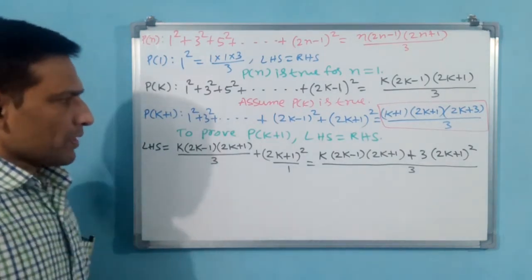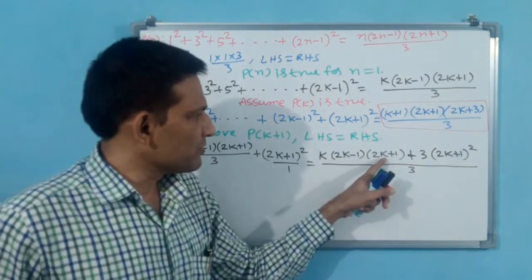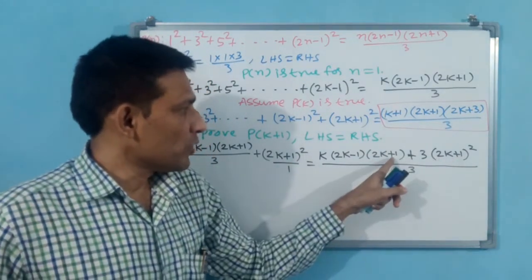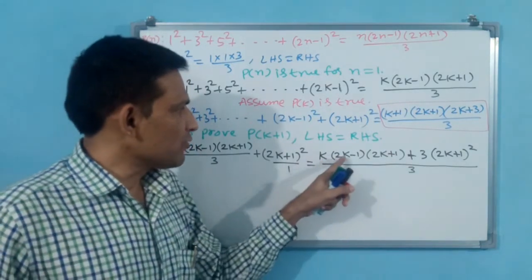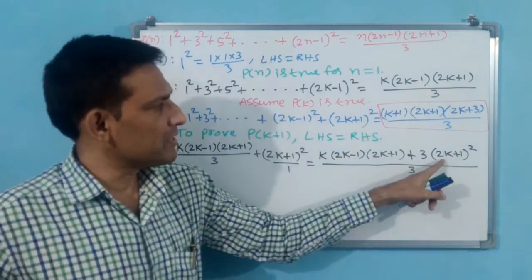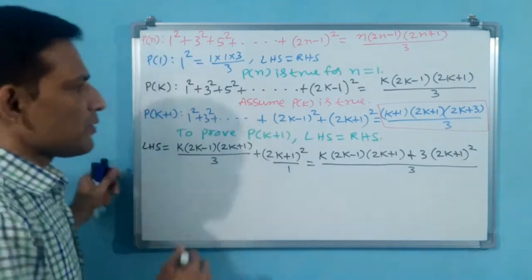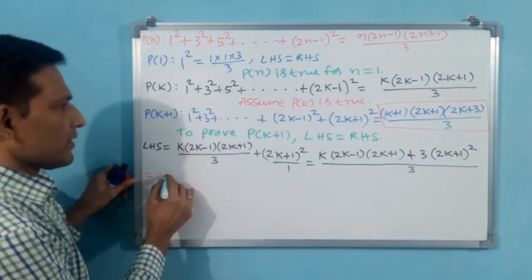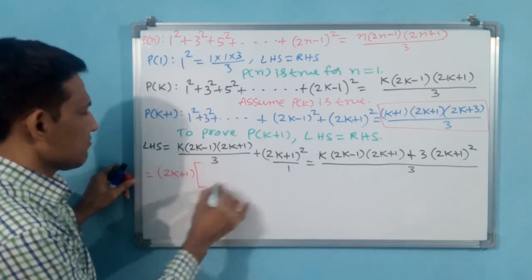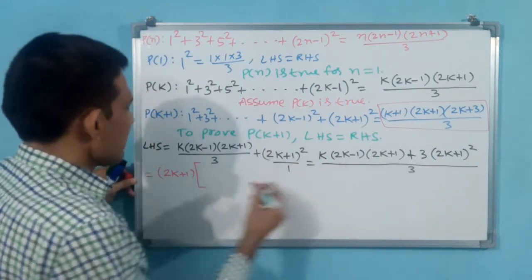Okay. Now you see here, before proceeding, 2k plus 1 is common, but you see 2k plus 1 has gone outside, then k into 2k minus 1 will come. But here 3 into 2k plus 1, 2k plus 1 will be there. Why? Because this is a square. Here square is not there. That you have to keep in your mind. 2k plus 1 I have taken common. I am putting a bracket. Now k into 2k minus 1.